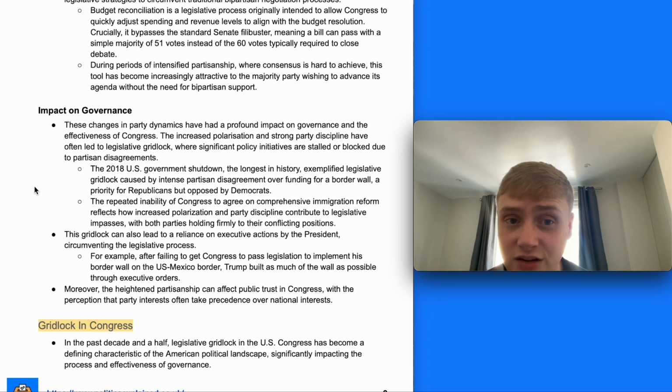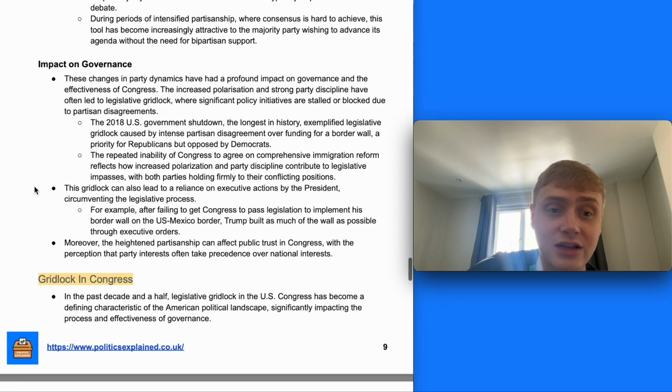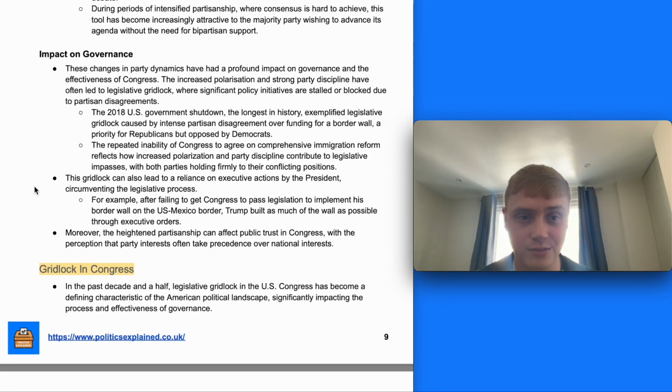So increased polarization and strong party discipline have often led to legislative gridlock, with the stalling of policy initiatives due to partisan disagreements. And this can be seen in the 2018 government shutdown and the repeated inability of Congress to agree on comprehensive immigration reform, for example.